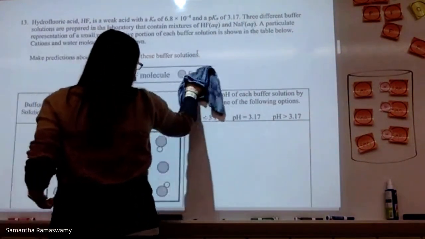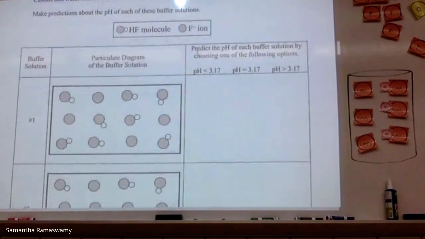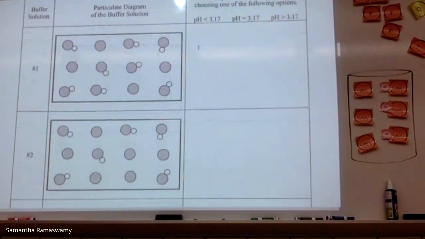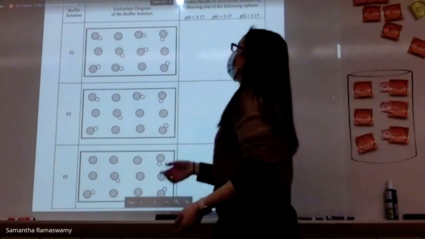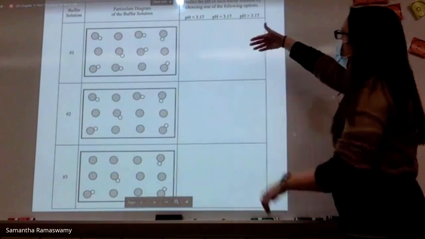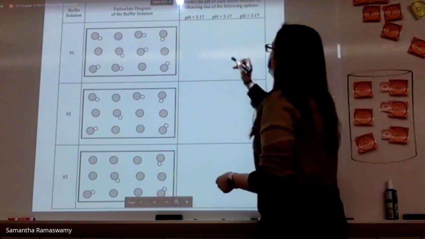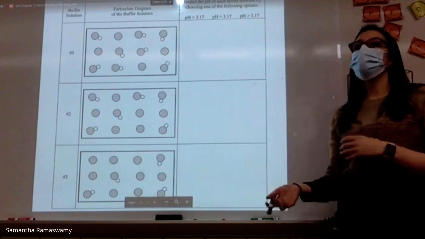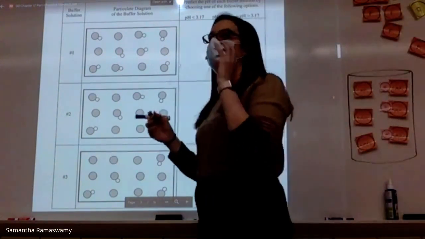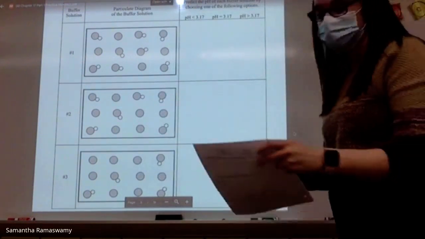So here's the first thing that I'm going to say. When you have particle diagrams, count. Particle diagrams are nothing more than counting. Okay, so here's our 3 buffers. It gave us the key at the top, and we're making predictions about how pH compares to pKa. It gives us this 3.17, but remember that's the pKa. So we're looking at, do we have more acid, more base, or are they equal? Count them. Count your HF and count your F minus.